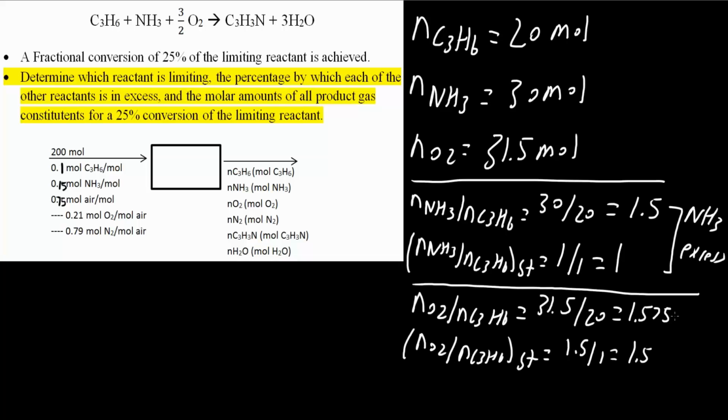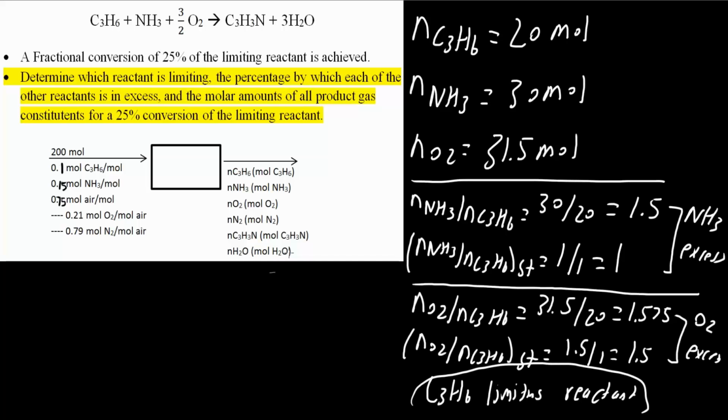If you notice, oxygen is on top, and the actual value is larger than the ideal value for this reaction. That would mean that oxygen is in excess. Since NH3 and oxygen are both in excess, that would mean that C3H6 is the limiting reactant. So we can say that C3H6 is the limiting reactant. So that's the first part of the problem.